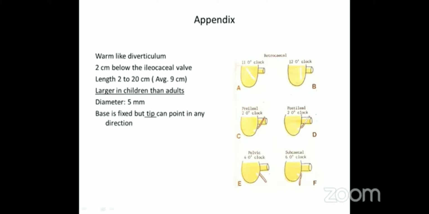The next common is the pelvic type, directed towards the pelvic cavity. This position is very important in female patients because it can be misdiagnosed as pelvic organ disease. And subcecal, directed straight downward, 6 o'clock position. So these are the different positions of the appendix. Again, you will need to draw a diagram for this.